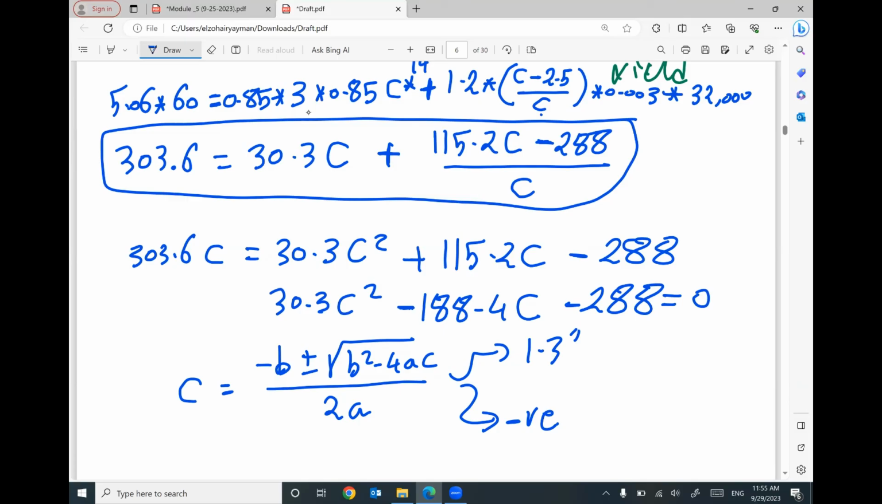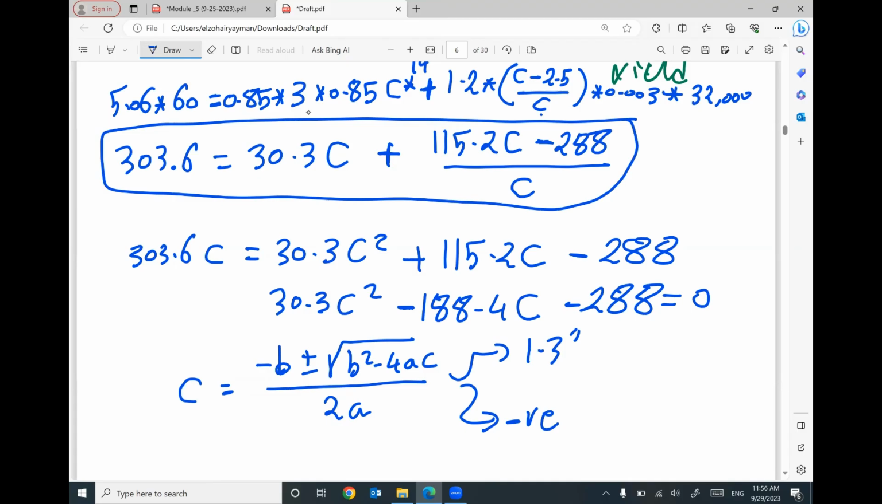Yeah, if you move this one to this side, it will be negative. Yes, let me check it one more time. So 188.4, this is B square, plus 4 times A times C, under square root, plus 188.4, divided by 2 times A.